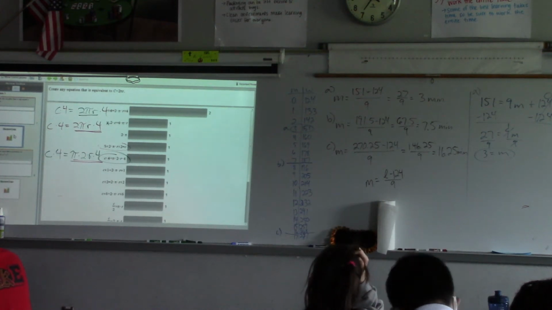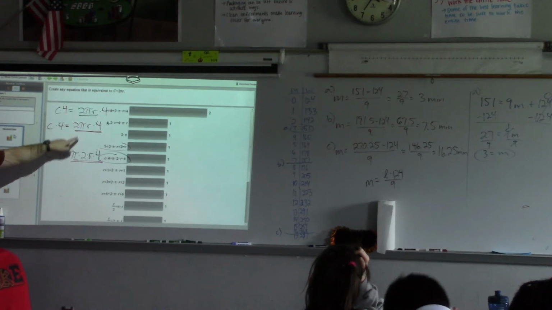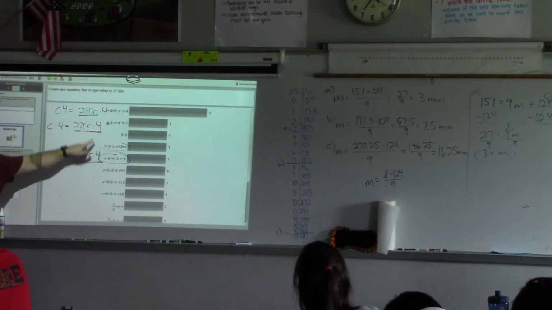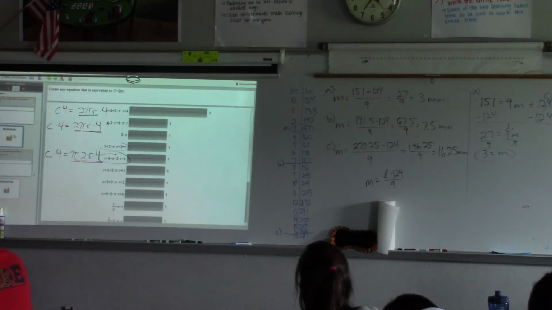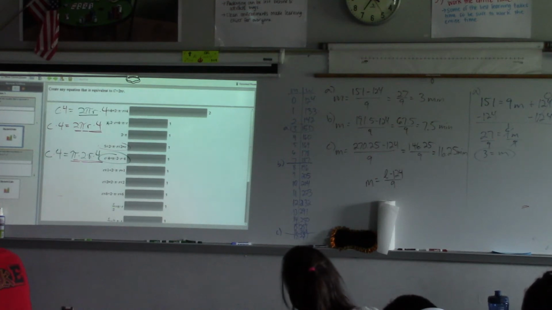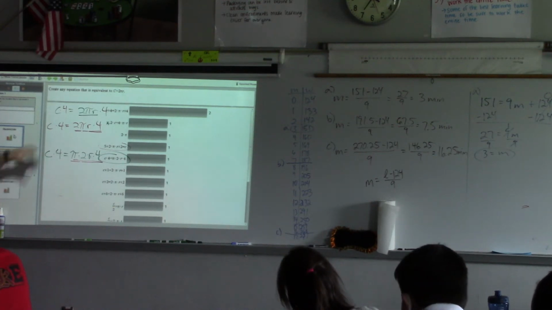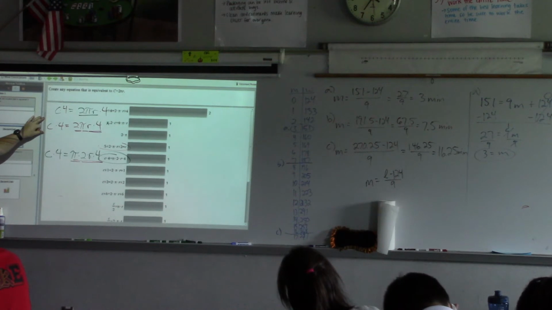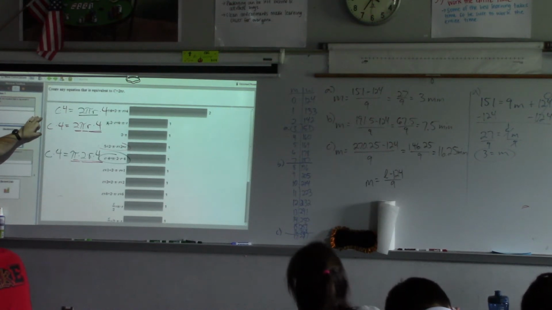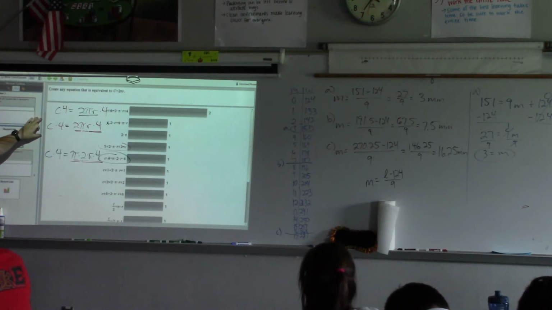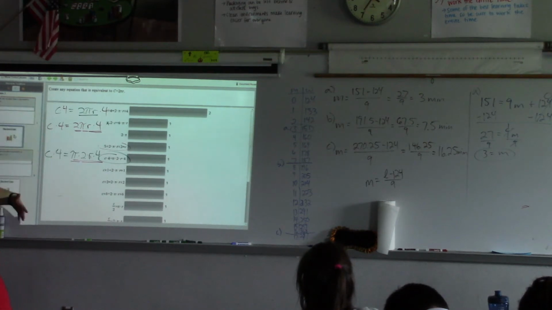So are they still equivalent? Yeah, it means the same thing. How do you know they mean the same thing? First off, what property are we using up here? What property have we used so far? Multiplication property of equality. Multiply by 4 on both sides, correct?